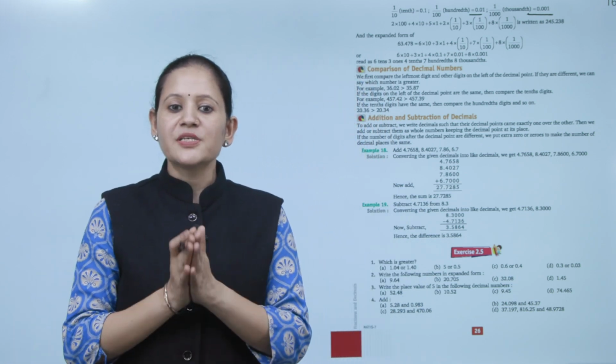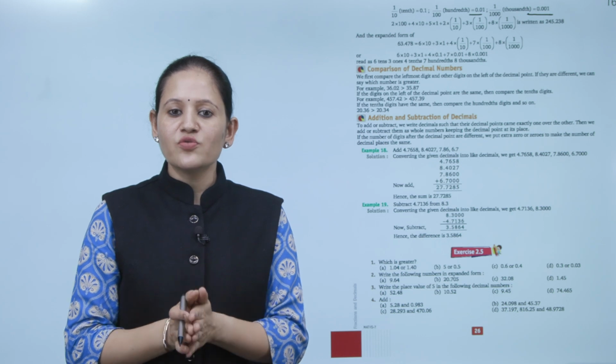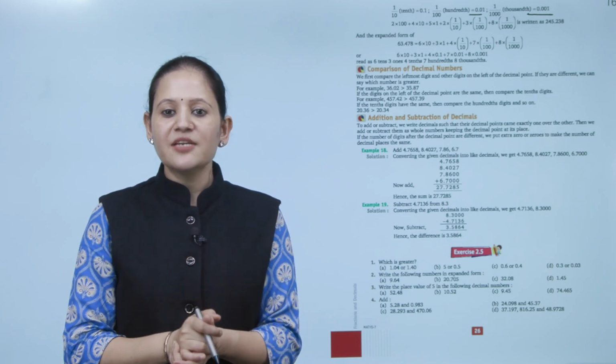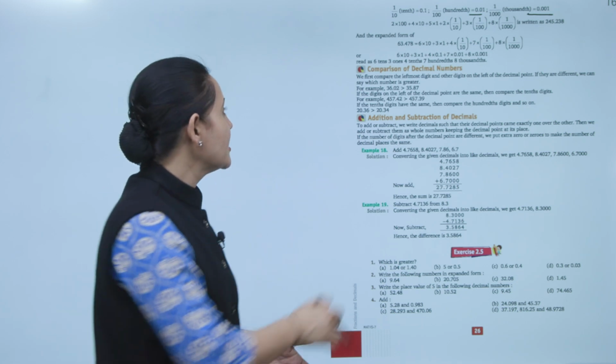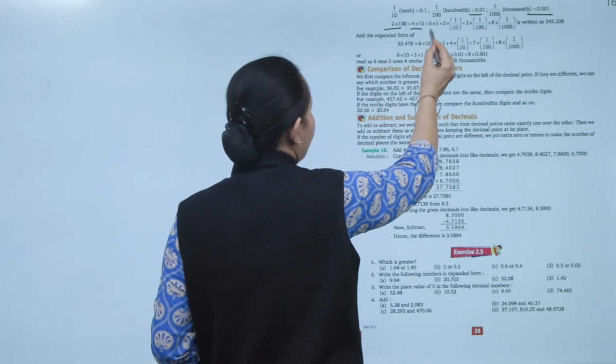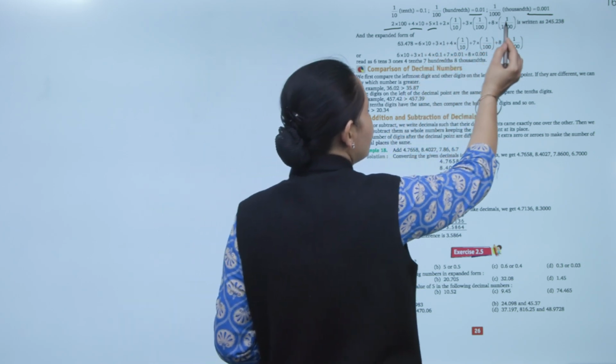2 into 100 plus 4 into 10 plus 5 into 1 plus 2 into 1 by 10 plus 3 into 1 by 100 plus 8 into 1 by 1000, that is written as 245.238.